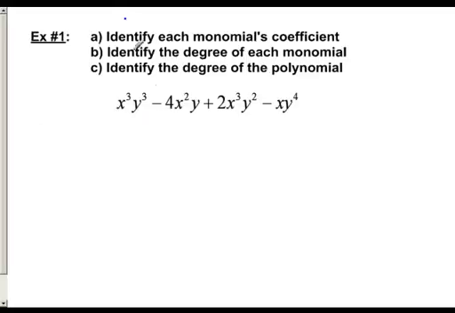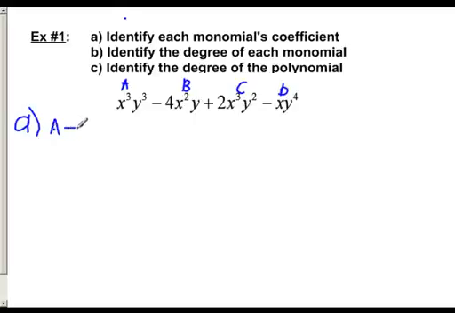In part A, it says identify each monomial's coefficient. So the first thing I want to do is figure out how many monomials I have here. And remember, monomials are separated by minus and plus signs. So the first one I have is right here. I'm going to call this one monomial A. This one is monomial B. This one is monomial C. And this one is monomial D. So I have four of them here. And I'll use that notation A, B, C, D as I'm going through.